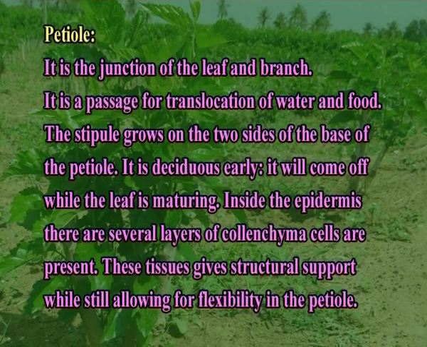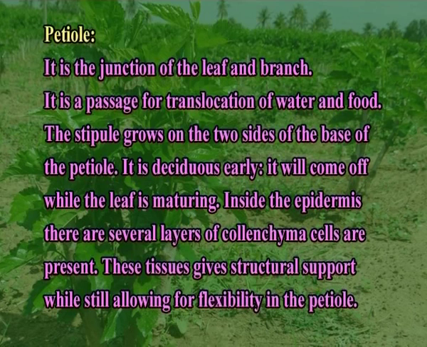Petiole: it is a junction of the leaf and branch. It is a passage for translocation of water and food. The stipule grows on the two sides of the base of the petiole. It is deciduous early and will come off while the leaf is maturing.